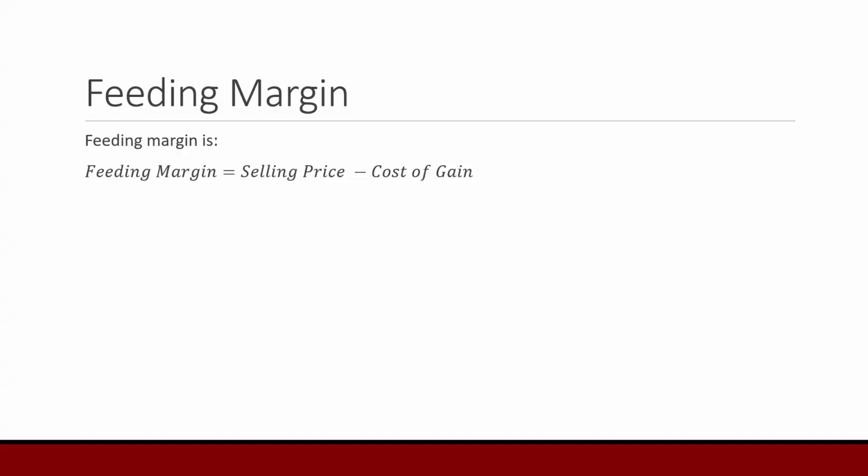We're talking about dollars, right? Not necessarily pounds or weight gain. So a feeding margin would be an indication of how much money you can spend on a group of animals and still make money, right? Yeah. So if your selling price is greater than your cost of gain, you make money as long as your purchase price of those animals is lower than that difference. Does that make sense?